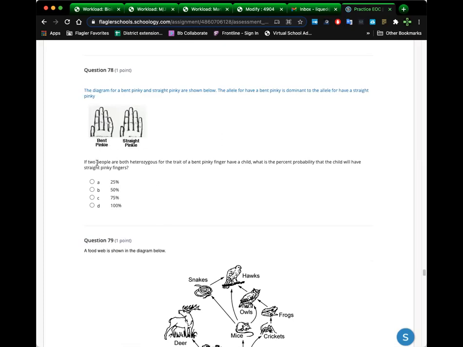All right, another Punnett square question. If they're both heterozygous, so heterozygous would be like big A, little a, one of the parents would be big A, little a, and the other big A, little a. You're always going to get a 3-to-1 ratio when both are heterozygous, so 75% dominant, 25% recessive. It's asking the probability of having straight pinky fingers. Straight is recessive. The allele for bent is dominant. So straight is recessive, so 25%.